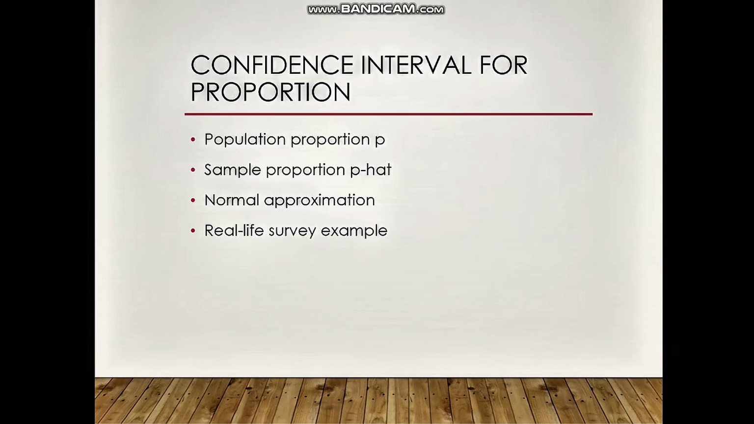Population proportions represent the probability of success. The point estimate for the proportion is called p-hat. We can construct a confidence interval for the proportion using the normal distribution. This method is often used in surveys and opinion polls. For example, a poll estimates the percentage of people who support a candidate.